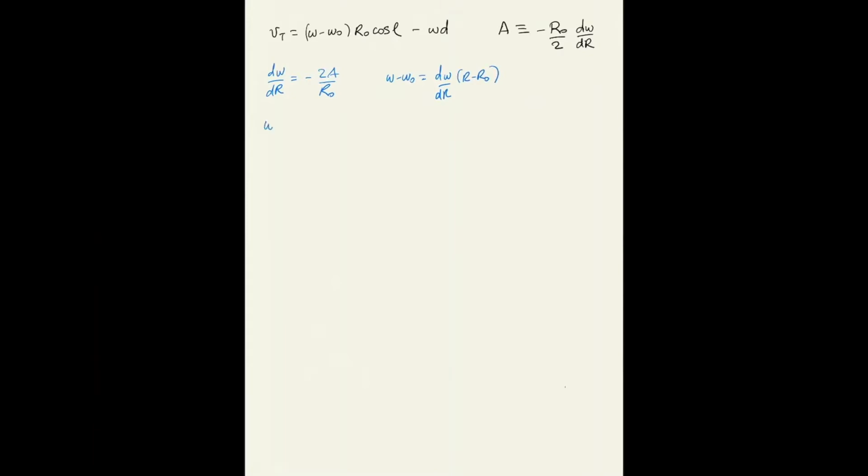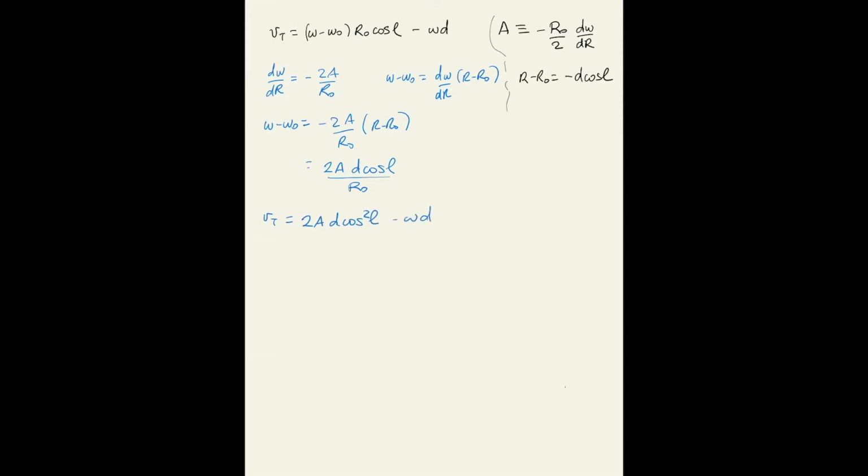So we can write Ω minus Ω naught as minus 2A over R naught times R minus R naught, and also R minus R naught in terms of d and the galactic longitude. So what you have is that R minus R naught is equal to minus d cosine l. So the tangential velocity becomes 2A d cosine squared of l minus Ω d.